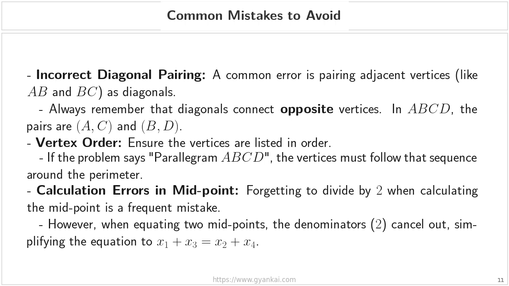Now, here is a little tip to save you some time. When you are equating two midpoints, as we did in the previous steps, the denominators of 2 on both sides actually cancel each other out. This simplifies your work significantly, leaving you with a much simpler equation. x sub 1 plus x sub 3 equals x sub 2 plus x sub 4, and similarly, y sub 1 plus y sub 3 equals y sub 2 plus y sub 4.